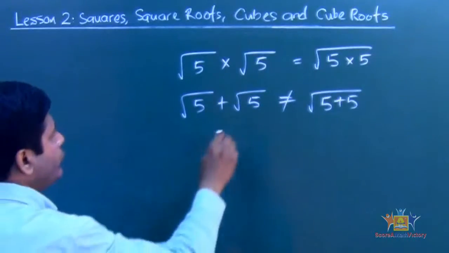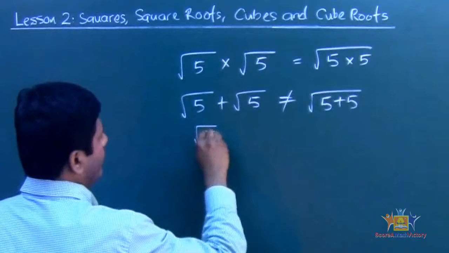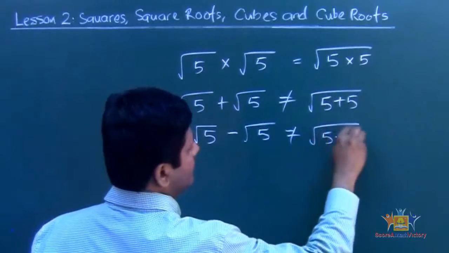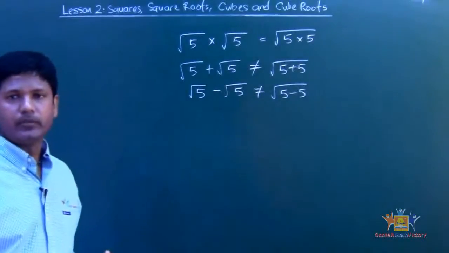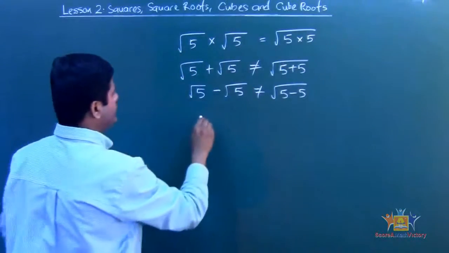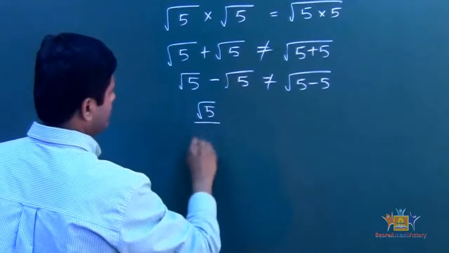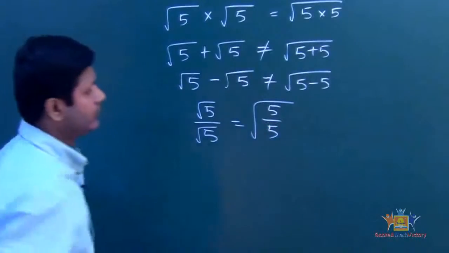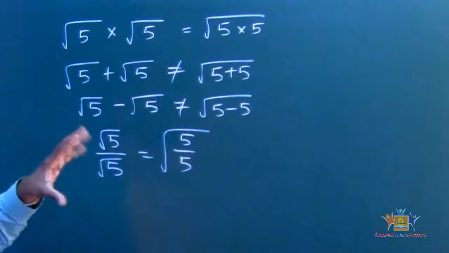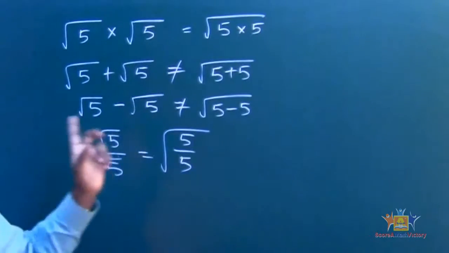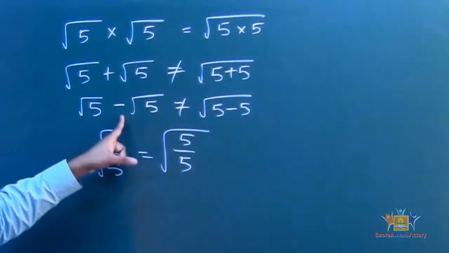And it's also not true for subtraction as well. I cannot do this. But with multiplication, yes. Or division, let's say if I got it like this, I can put it together like this. Division and multiplication, I can combine them inside the square root, but I cannot do it for addition or subtraction.